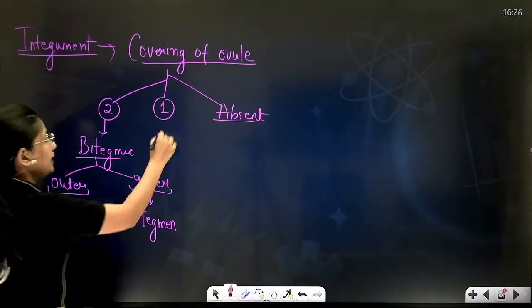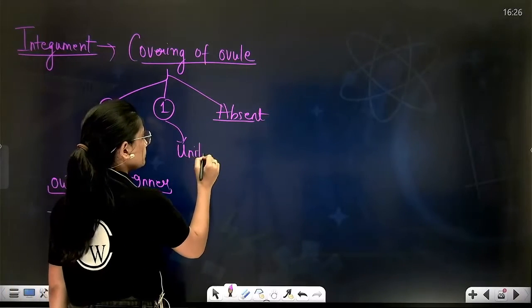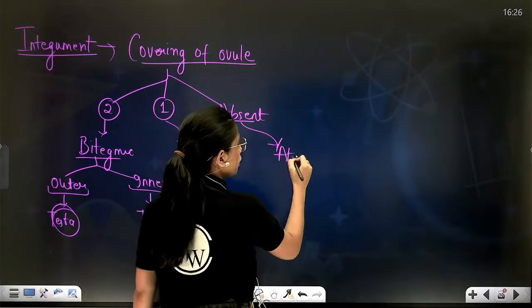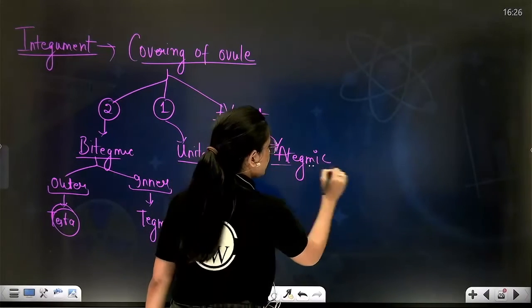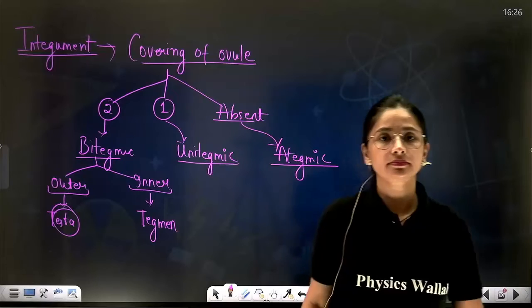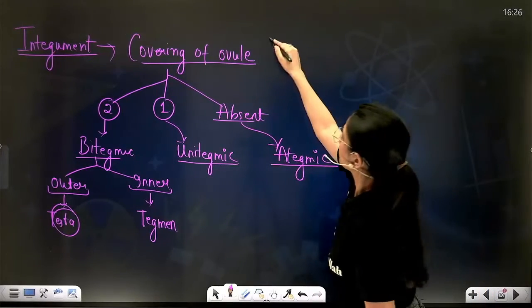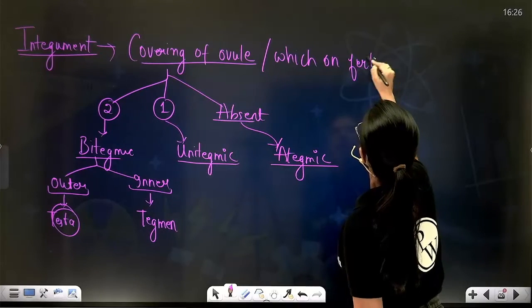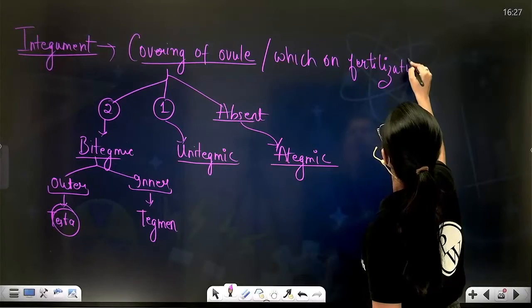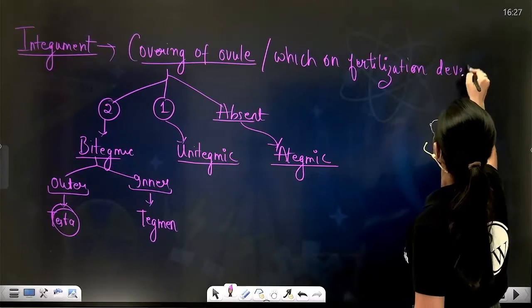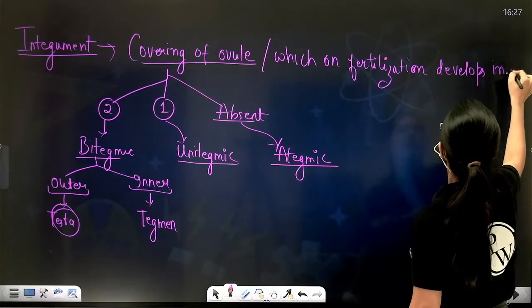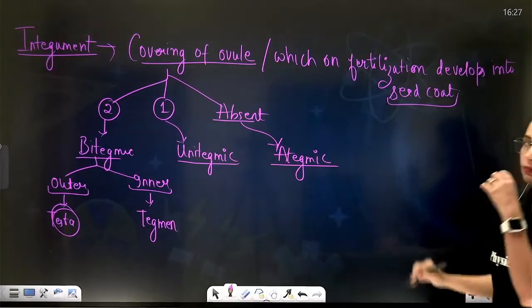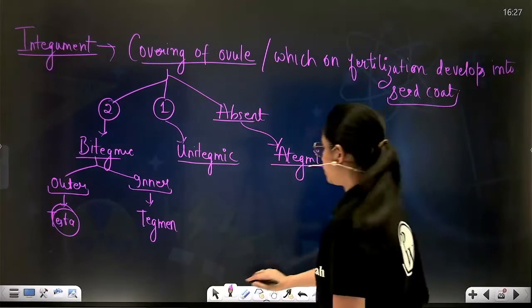Correct? One integument means unitegmic and absent means no integuments. So condition will be ategmic. Clear? Yes or no? Which on fertilization develops into seed coat. Understood this point? One note point I am writing, beta.